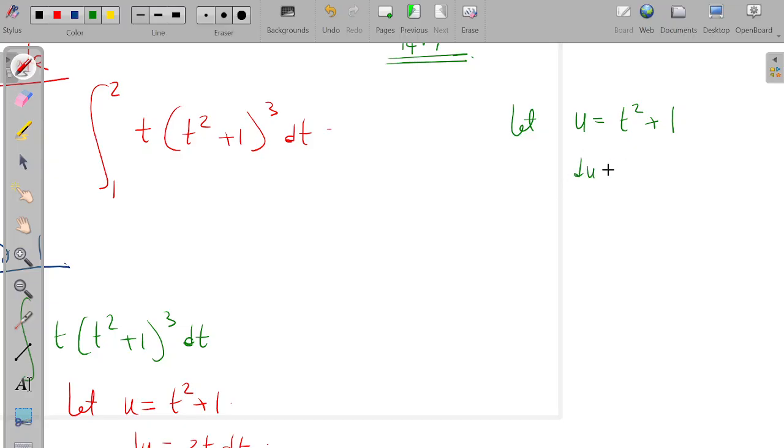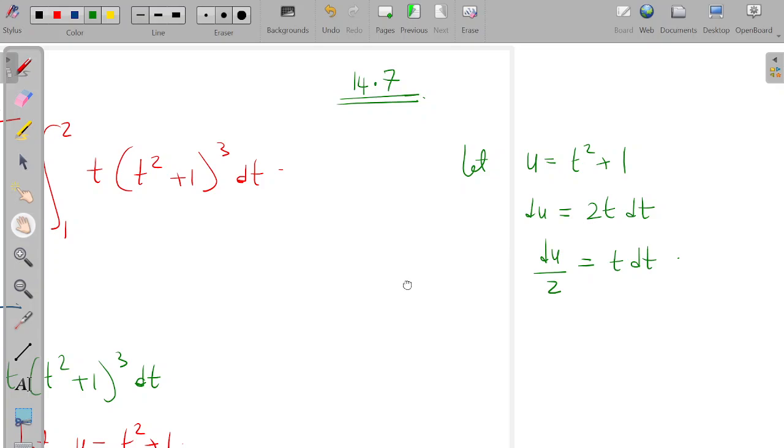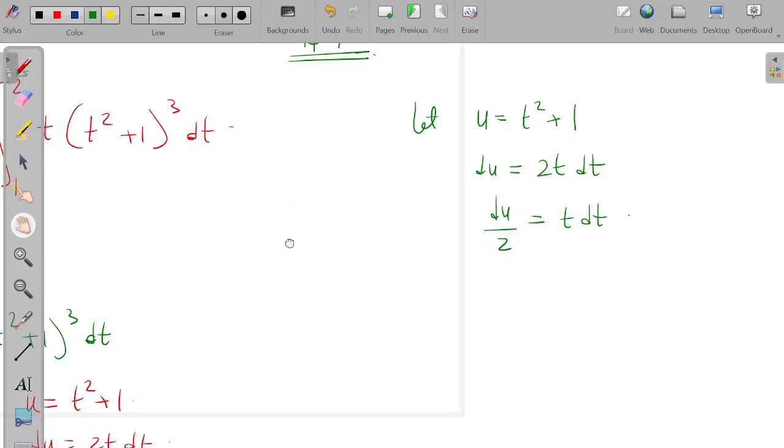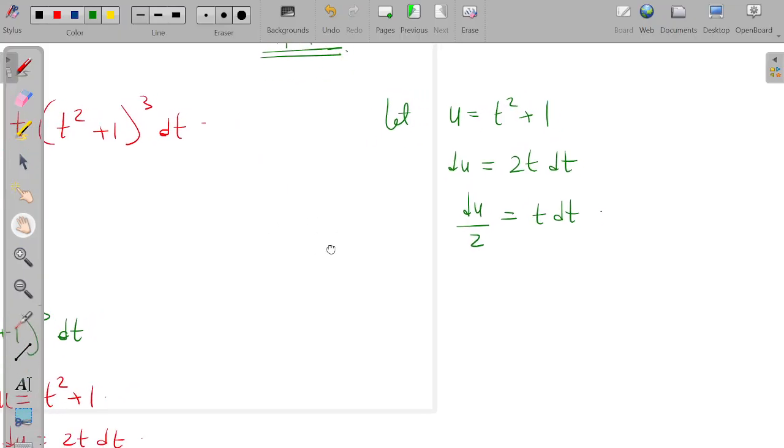Then the u becomes what? 2t dt, which means u over 2 equals t dt. All right. So in this one, because we are changing from t to u, we must also change the limit. That means we need to evaluate what it will become.